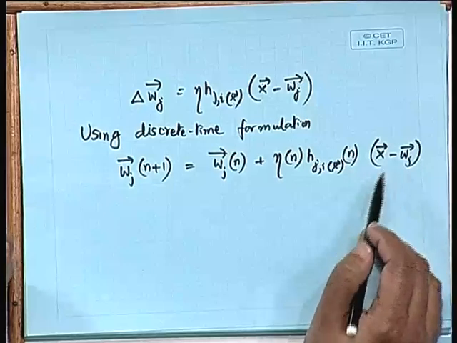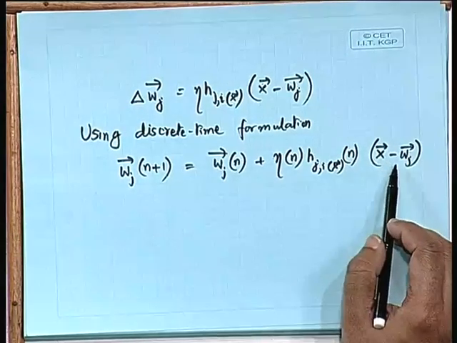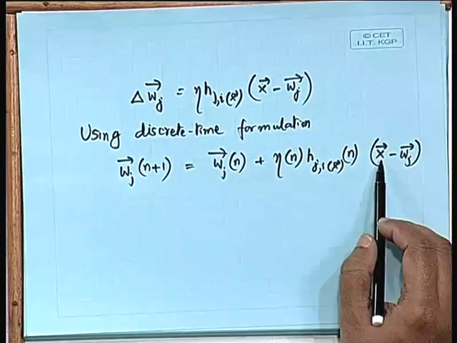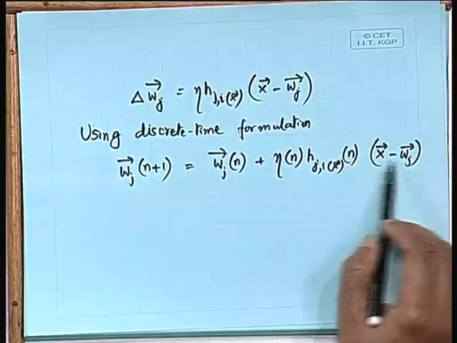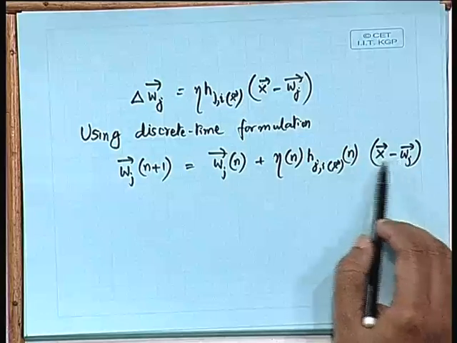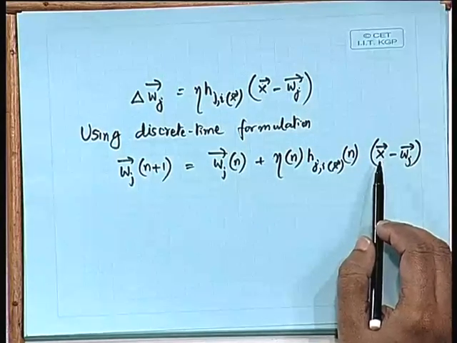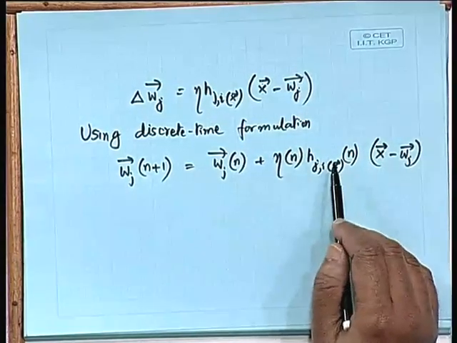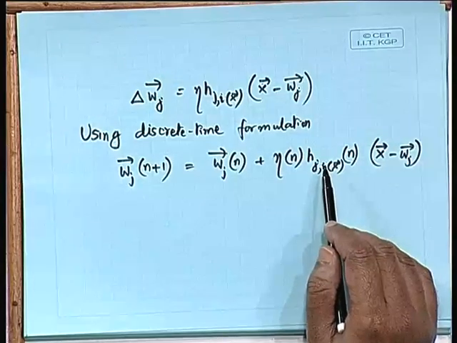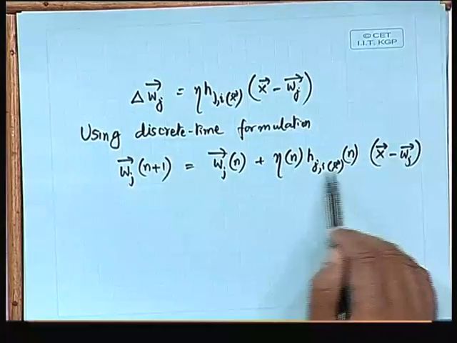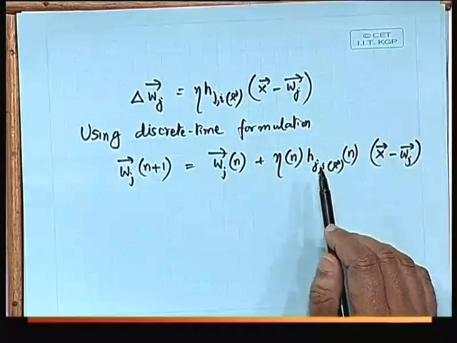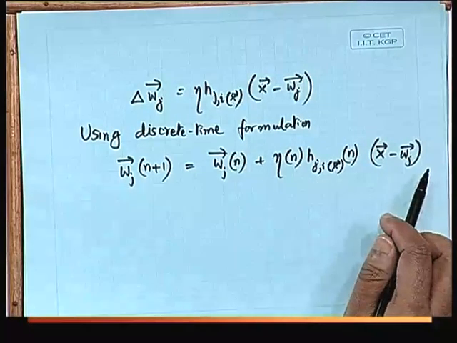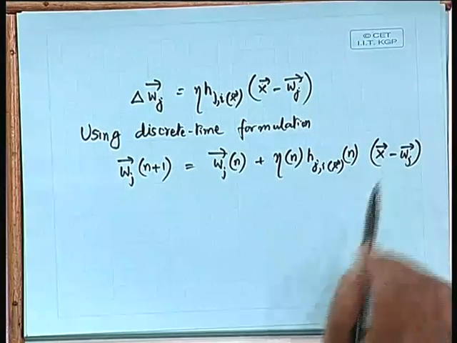You can see that the ultimate tendency will be to align the w j vector with this x vector, and this will not only be done for the winning neuron, it will also be done for all the loser neurons also. Only thing is that for the losers which are excited, I mean in the neighborhood, this h of j I term will be dropping down. So, they will be learning slower, but they will also learn. It is not the winner alone.